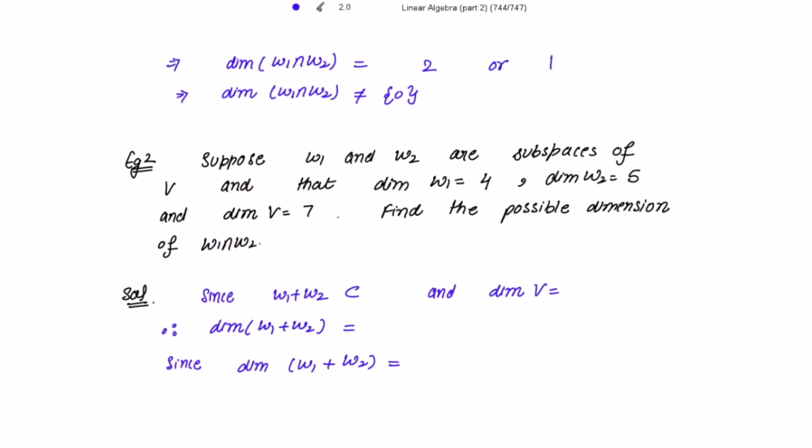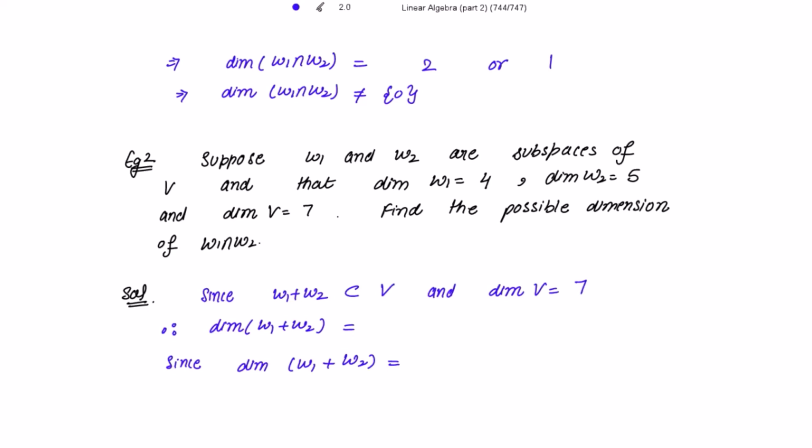Okay, the second example is, suppose W1 and W2 are subspaces of V and that dimension W1 is 4, dimension W2 is 5 and dimension V is 7. Find the possible dimensions of their intersection. Now here the dimension of the first subspace is 4 and the other one has 5, not the same, different. Since W1 plus W2, the sum of the subspaces, is a subset of V and the dimension of V is given to be 7, what can you guess about the dimension of their sum?